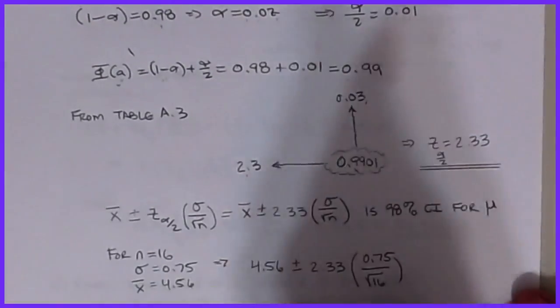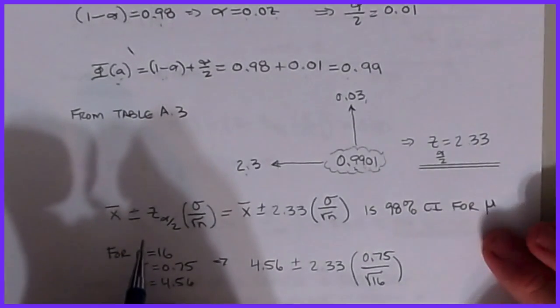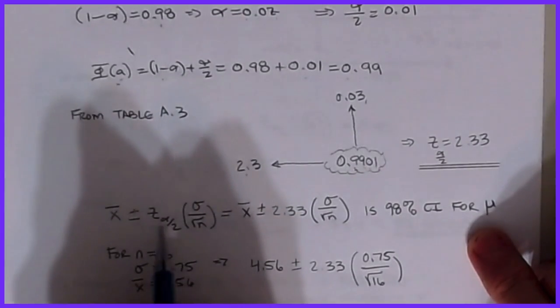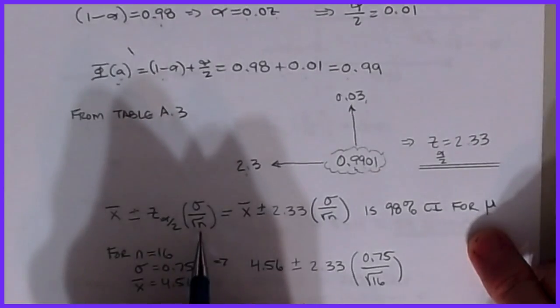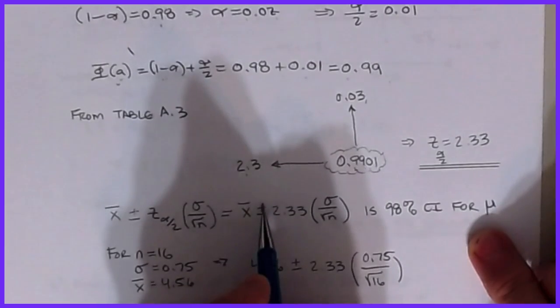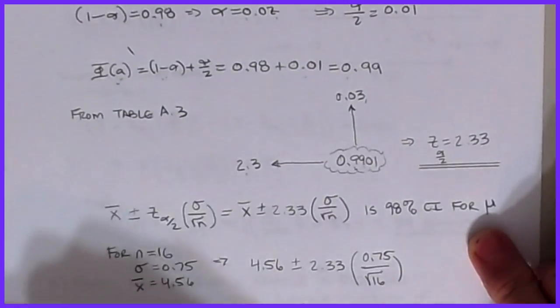Okay, and so with that, I can set my confidence interval for 98%. Again, we're doing x bar plus or minus the Z alpha over 2 value times sigma over square root of n. It's just going to be x bar, and then I'm writing both sides of the limit as plus or minus 2.33 times sigma over the square root of n.